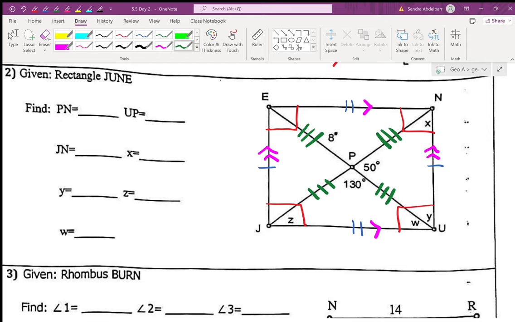Okay, so let's see what they're asking us. The first thing they're asking us to find is PN. Isn't that a part of the diagonal? But isn't EP 8 inches? So if EP is 8 inches, what do we know about all 4 parts of the diagonal? They're all 8 inches. So PN is 8 inches. Okay, then it's asking us for UP. Well, isn't UP also a part of the diagonal, which means it is also 8 inches.